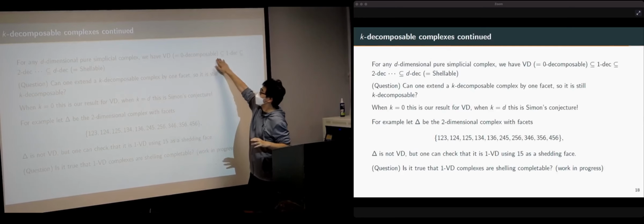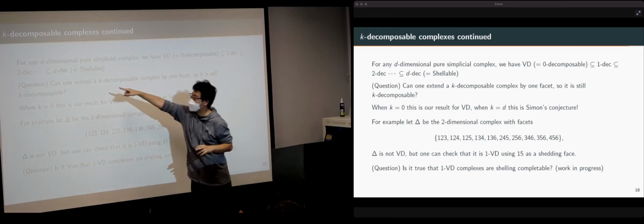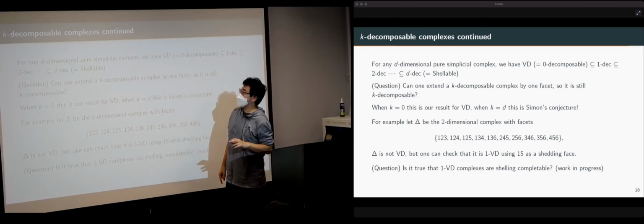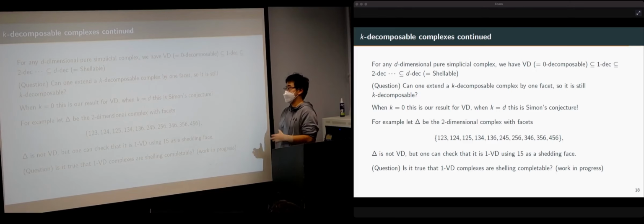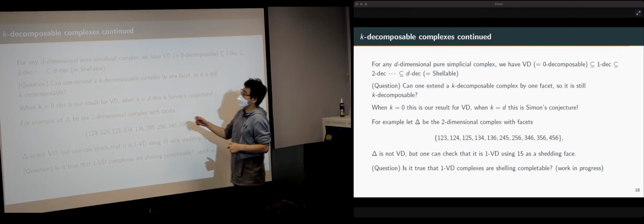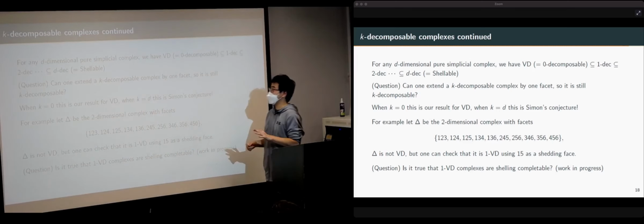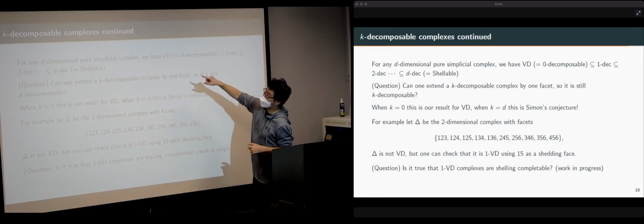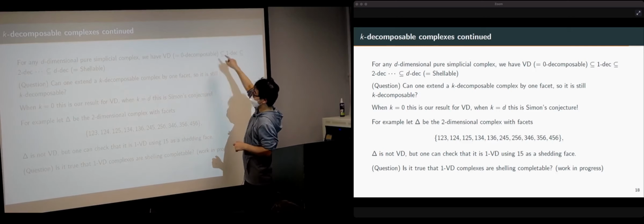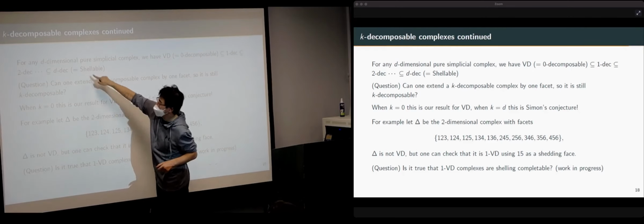Vertex decomposable is the same as 0 decomposable. That is contained in 1 decomposables, 2 decomposables, and so on. And it might not be obvious from the definition, but if you try it, it's actually quite simple: shellable is exactly the same as D decomposable for D-dimensional pure simplicial complexes. So K decomposable is indeed a definition that goes between vertex decomposable and shellability.